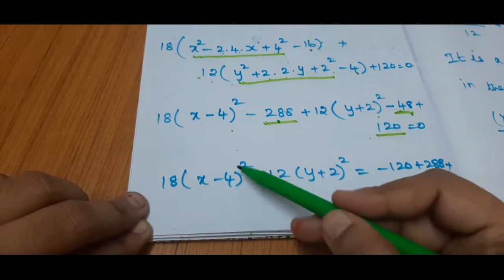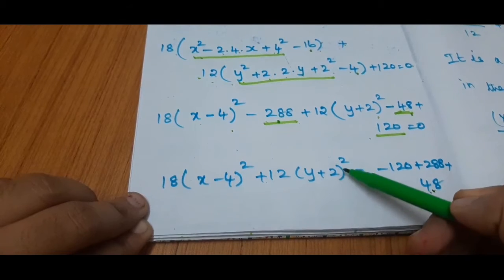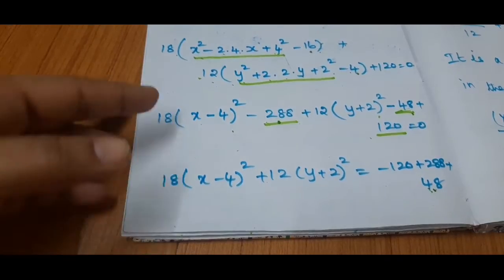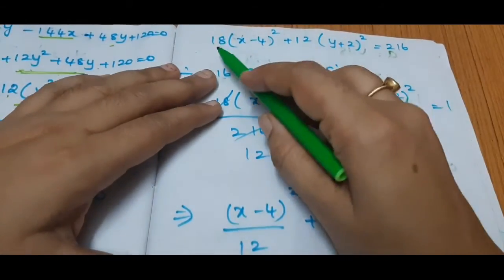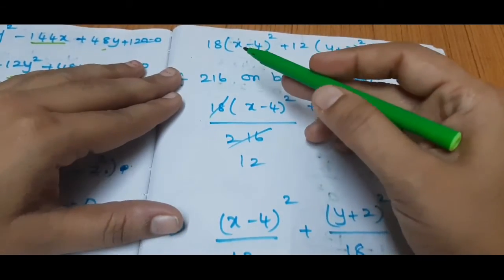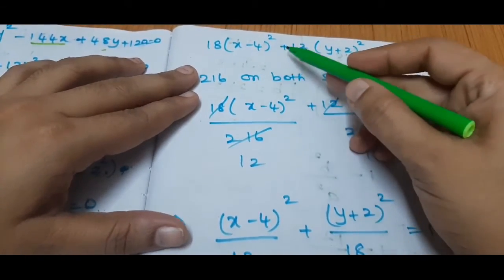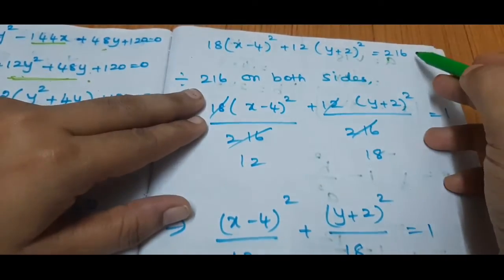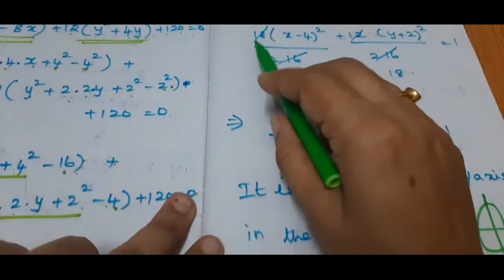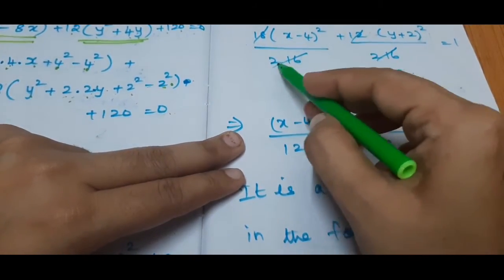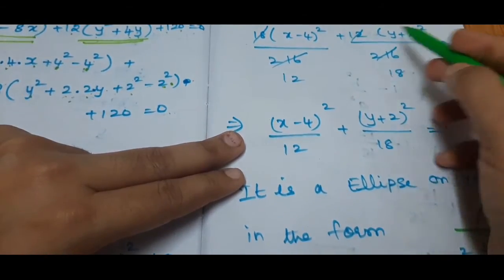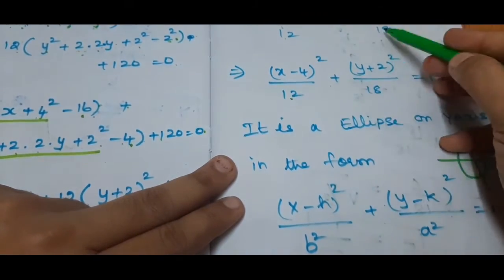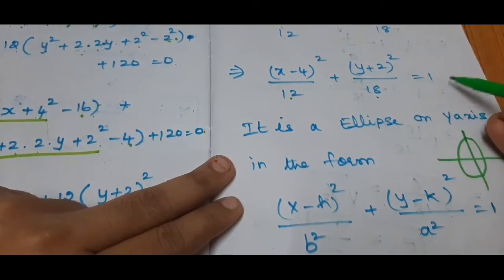So 18 into x minus 4 whole square plus 12 into y plus 2 whole square is equal to minus 120 plus 288 plus 48. So this will be 18 into x minus 4 whole square plus 12 into y plus 2 whole square is equal to 216. So I am going to divide by 216 on both sides. So 18 into x minus 4 whole square by 216 plus 12 into y plus 2 whole square by 216 is equal to 1. So if I cancel this, this will become 12 times. If I cancel this, this will become 18 times. That will be equal to 1.